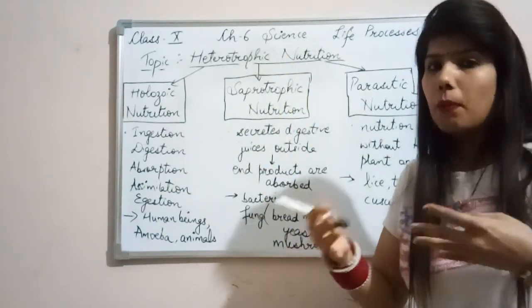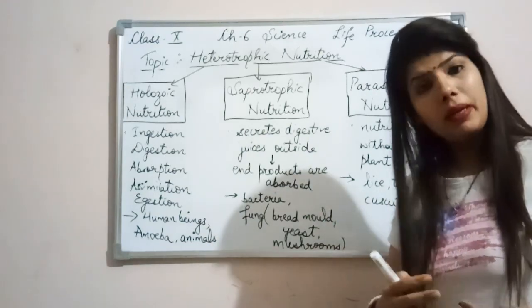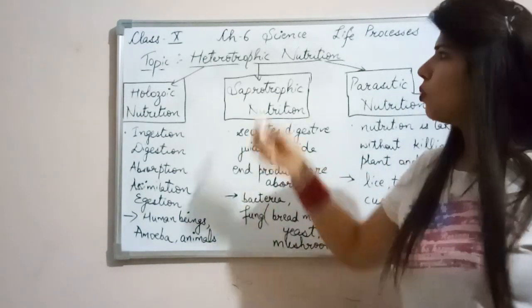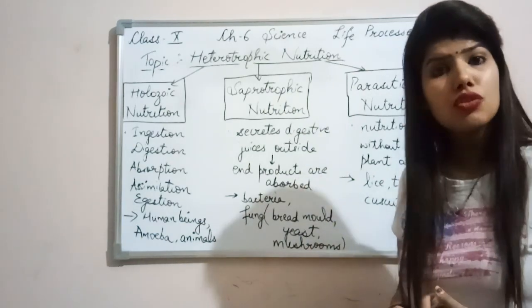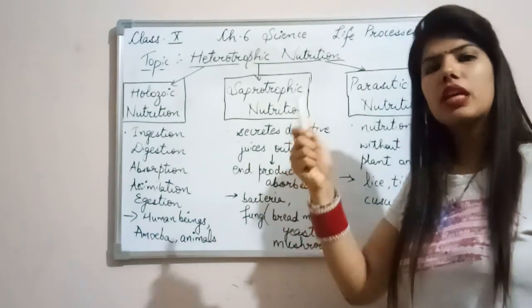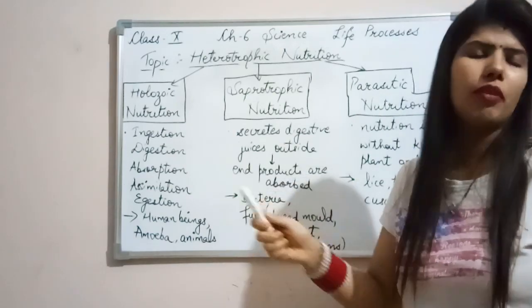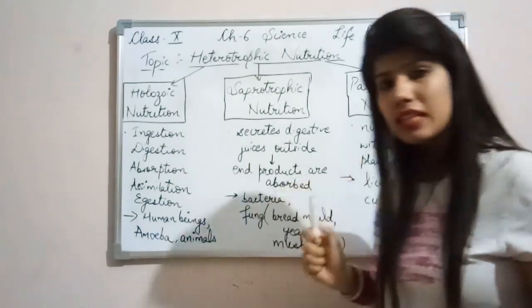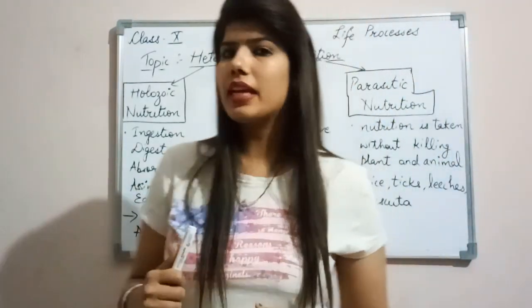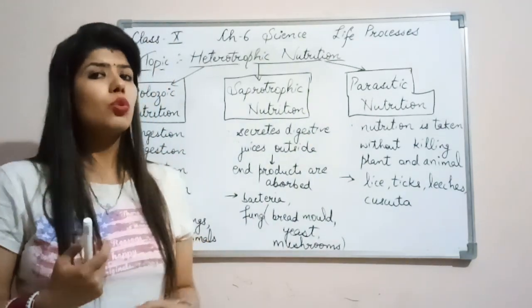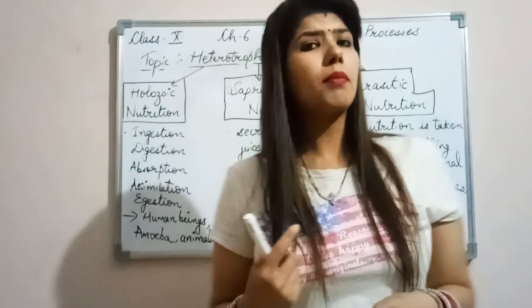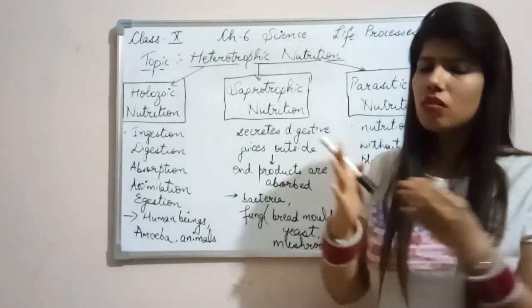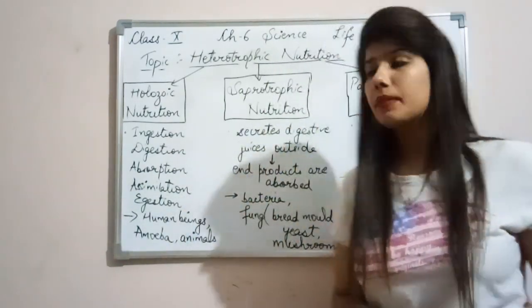What happens in this case? They do not prepare their own food. They depend upon ready-made food. So what is the source of energy for such organisms? The source of energy is organic food that's taken from autotrophs, or ready-made food. Since they are taking the food from outside and it's complex in nature, these organisms have enzymes in them so that they can break those complex substances into simpler substances.